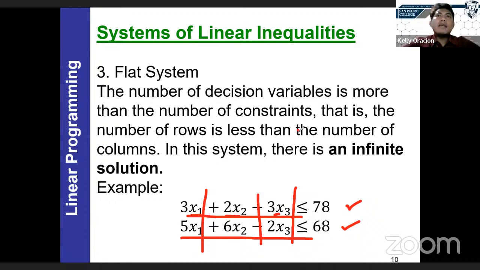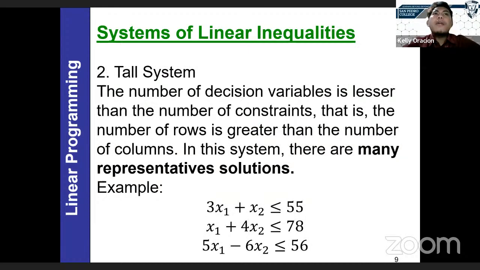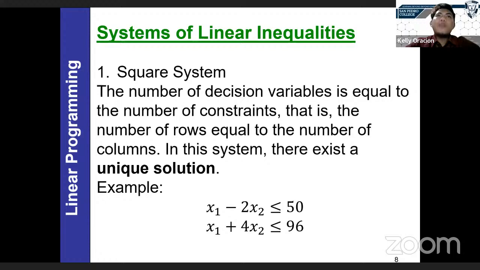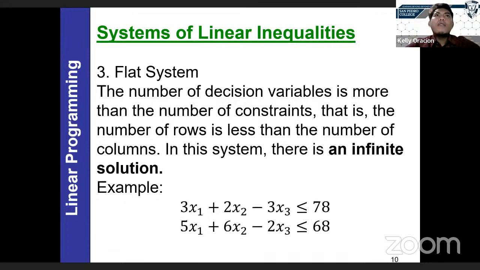For the tall system, wait a moment, let's go back to the tall system. For the tall system, there are many representative solutions. For the flat system, there are infinitely many solutions. However, for the square system, there is a unique solution. When we say unique solution, there is only one solution involved. So for a tall system, there are many representatives, while for a flat system, there are infinitely many solutions.